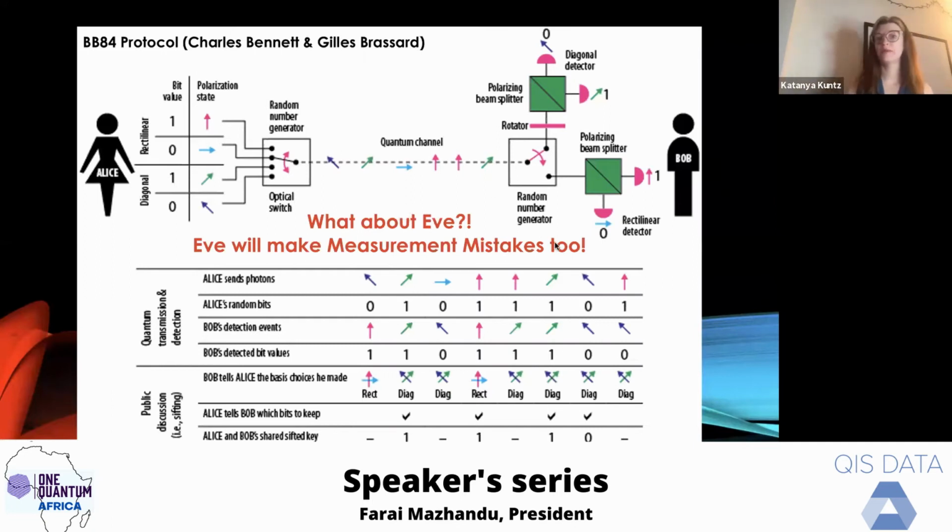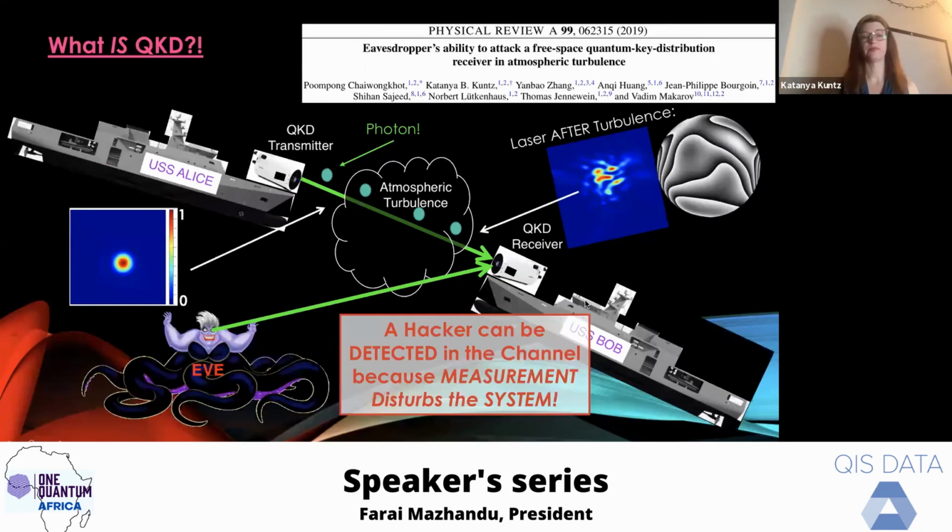So, well, what about Eve? Because Eve's going to make mistakes too. And if Eve tries to make a measurement of the light and chooses the wrong basis, then she's basically introducing randomness every time she does that. Randomness, loss, that causes errors. Errors means we find Eve.